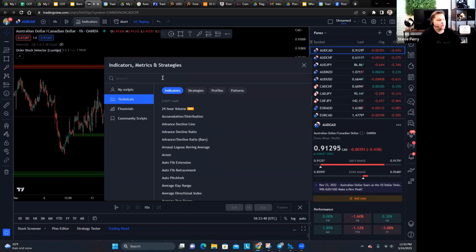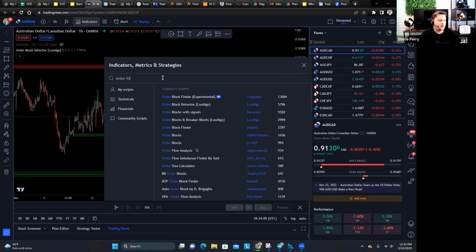But you can click on indicators here in TradingView, and by the way, TradingView is free. You can have your own TradingView account. You just log in with Facebook or whatever. It's totally free. Just go to tradingview.com, make an account with Facebook or Google, or your own login, and you can get started. So just search order blocks, right?